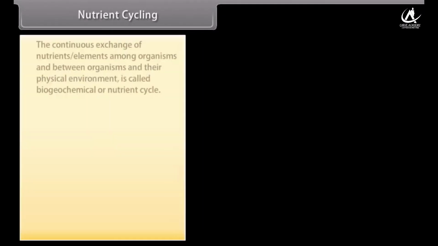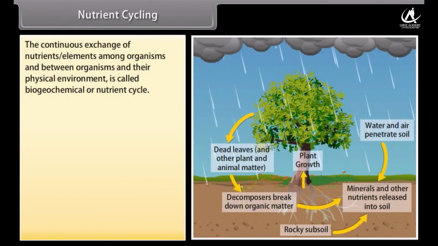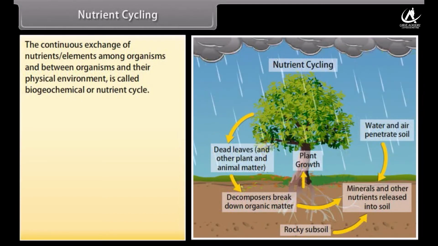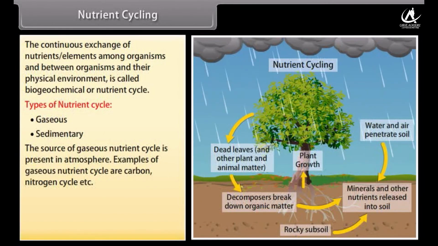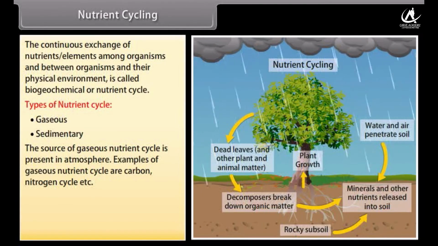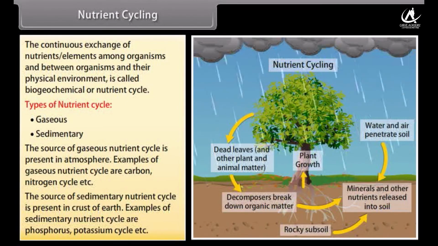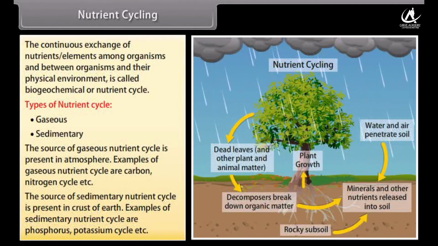Nutrient cycling. The continuous exchange of nutrients and elements among organisms, and between organisms and their physical environment, is called biogeochemical or nutrient cycle. Types of nutrient cycle: gaseous and sedimentary. The source of gaseous nutrient cycle is present in the atmosphere. Examples of gaseous nutrient cycle are carbon and nitrogen cycles, etc. The source of sedimentary nutrient cycle is present in the crust of earth. Examples of sedimentary nutrient cycle are phosphorus and potassium cycles, etc.